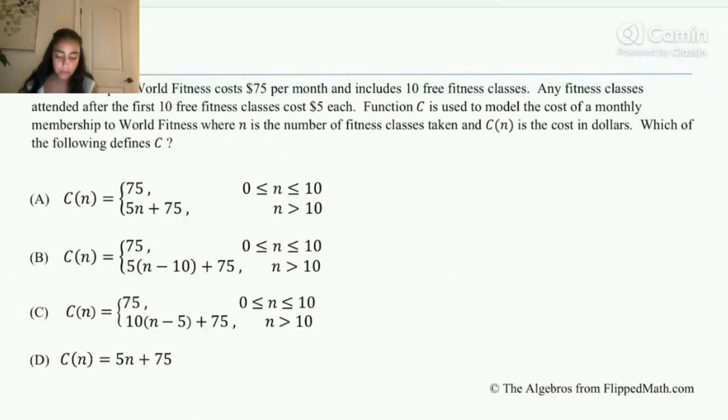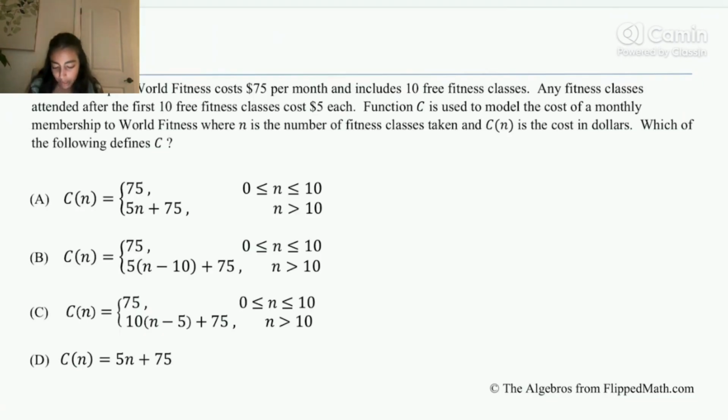So f of 10 is just 5. Okay, so here's a multiple choice one. A membership to World Fitness costs $75 per month and includes 10 free fitness classes. Any fitness classes attended after the first 10 free fitness classes cost $5 each. Function C is used to model the cost of a monthly membership to World Fitness, where N is the number of fitness classes taken and C of N is the cost in dollars. Which of the following defines C?